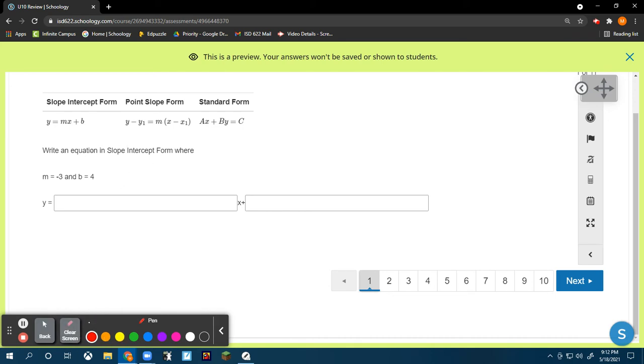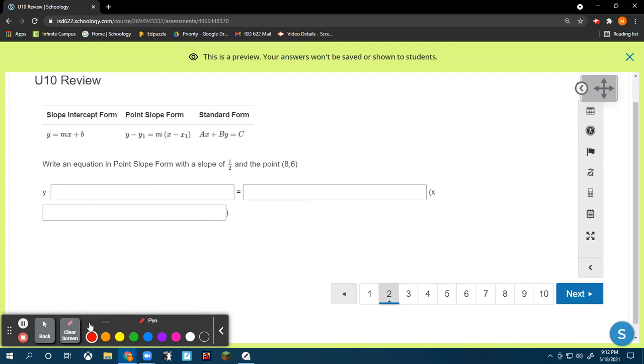Our first question is to look for an equation in slope-intercept form where m is -3 and b is 4. If we notice here, y equals mx plus b is our slope-intercept form. Our m is right before the x, so we're going to put a -3 in that spot. And plus our b is at the end, our b is +4, so we're going to put plus 4. And that's it. That's all it is for that first one. Just a reminder how to get to slope-intercept form.